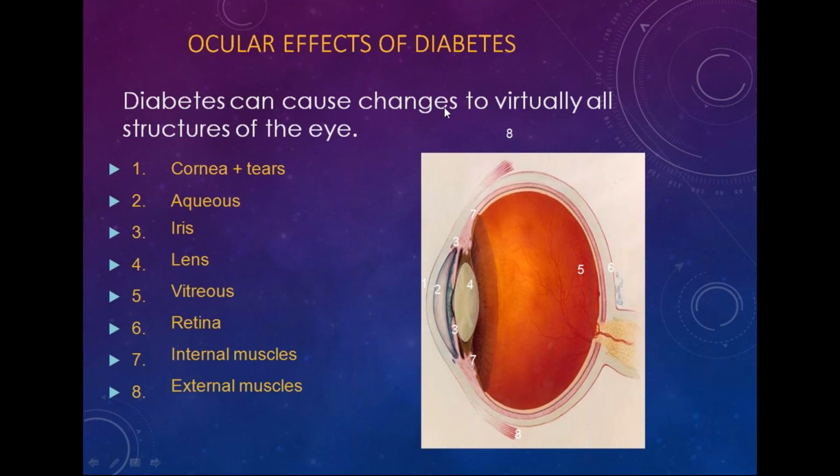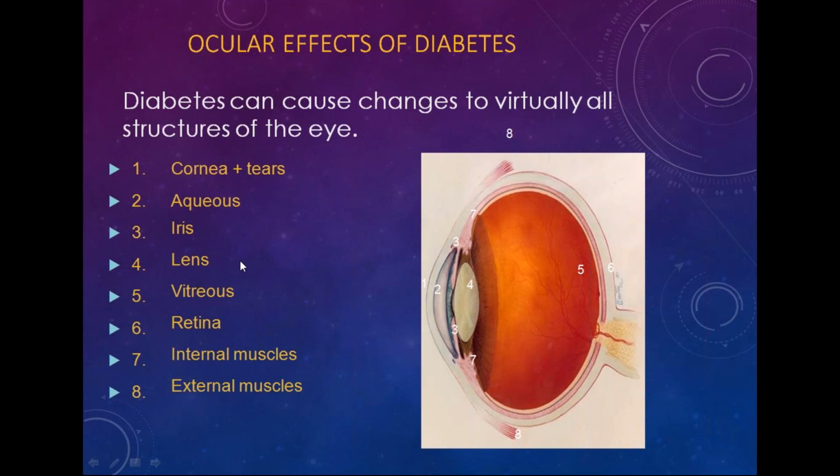Diabetes can cause changes to virtually all the structures of the eye. Cornea, there will be changes in the cornea, reduction in the tear production. There will be changes in the composition of the aqueous, changes in the iris. Already I said there will be neovascularization of the iris, producing neovascular glaucoma.